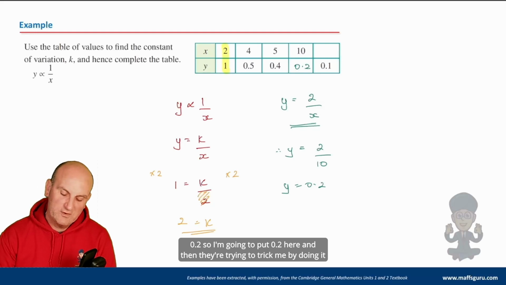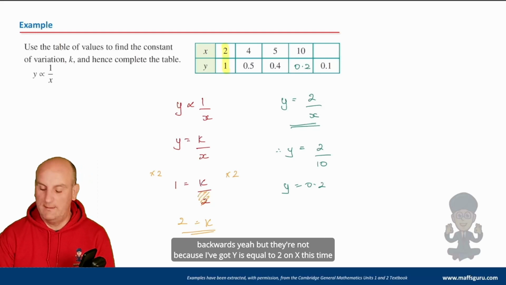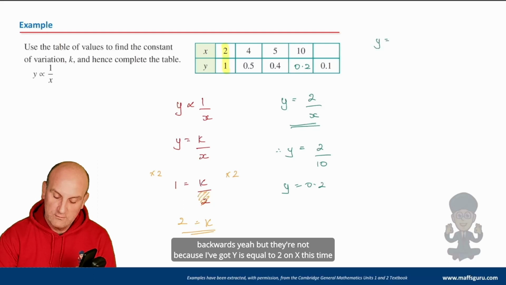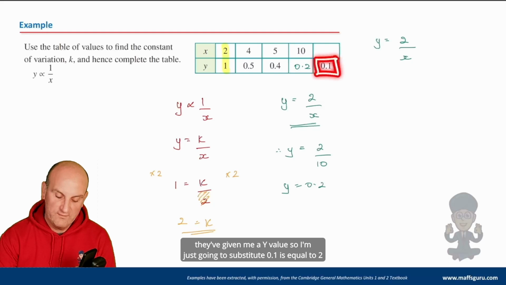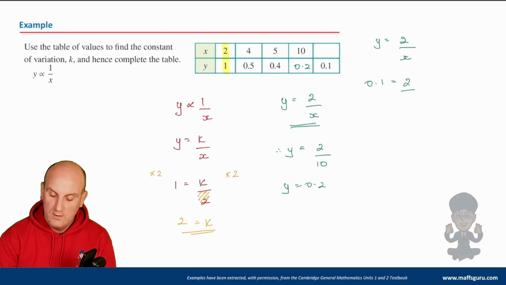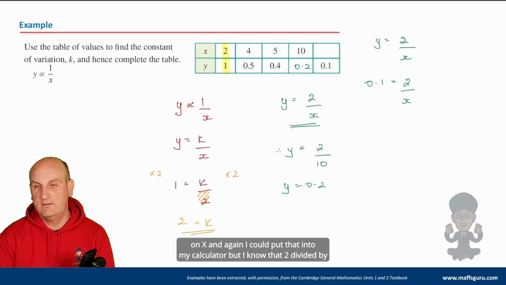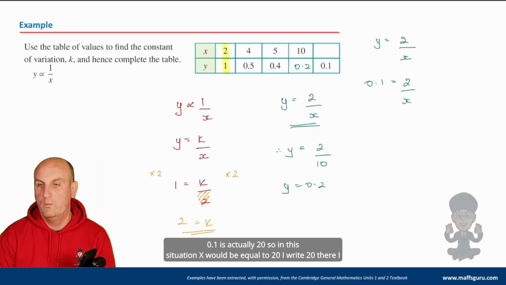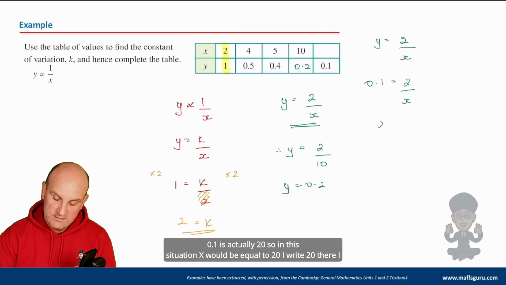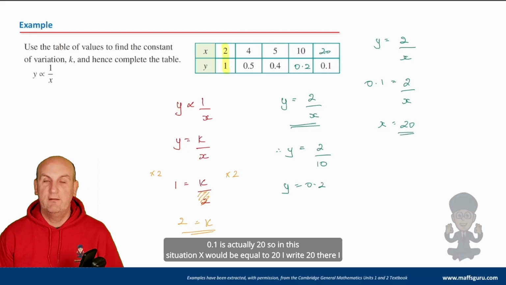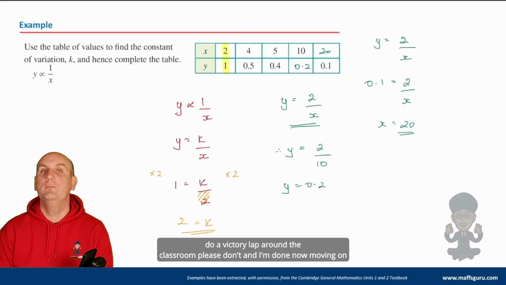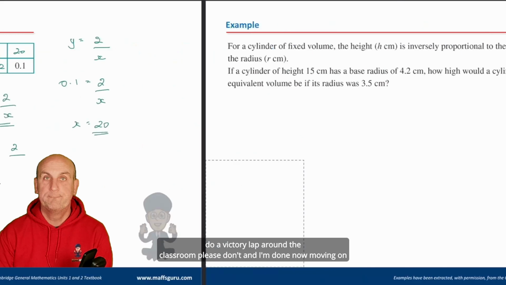And then they're trying to trick me by doing it backwards. Yeah, but they're not, because I've got y is equal to 2 on x. This time they've given me a y value, so I'm just going to substitute. 0.1 is equal to 2 on x. And again, I could put that into my calculator, but I know that 2 divided by 0.1 is actually 20. So in this situation, x would be equal to 20. I write 20 there. I do a victory lap around the classroom. Please don't. And I'm done.